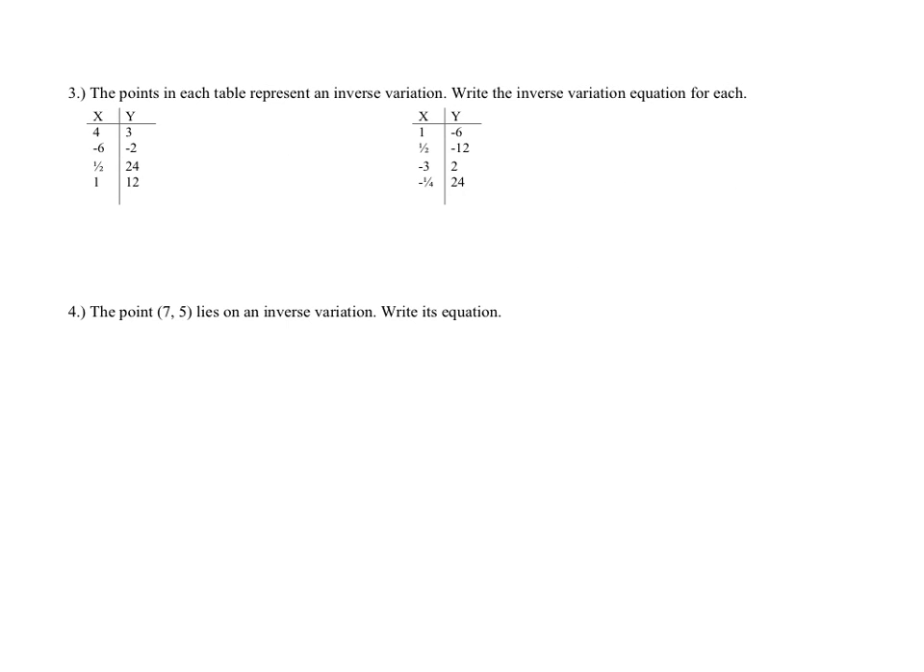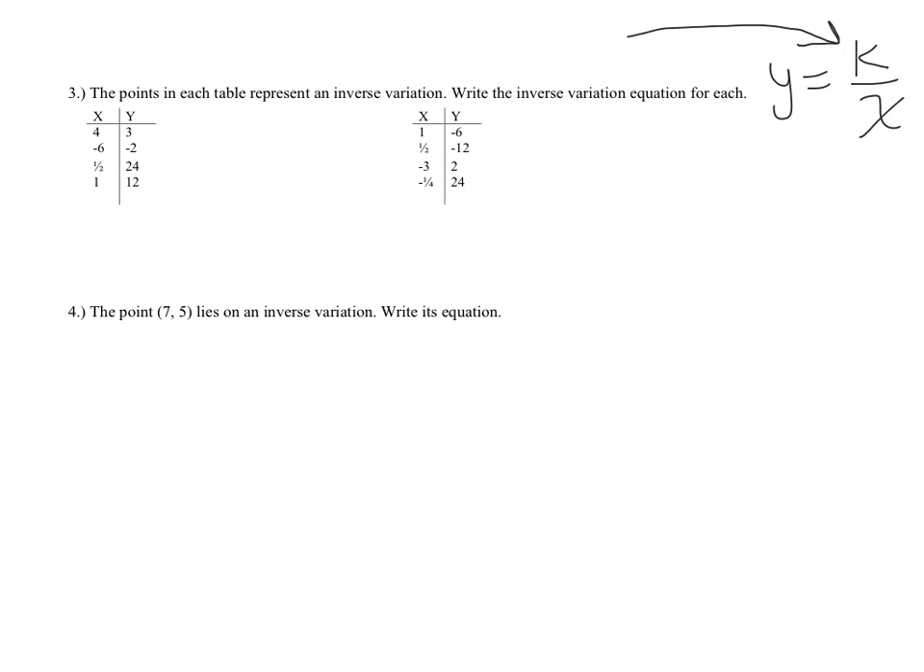So number 3, the points in each table represent an inverse variation. Write the inverse variation equation for each. So to get the equation, remember the form of the equation is y equals your constant over x. And what we're looking for is not really the slope in this case. Another reason that we call these things k is because this is not the slope, but this is what's constant throughout the entire table, right?